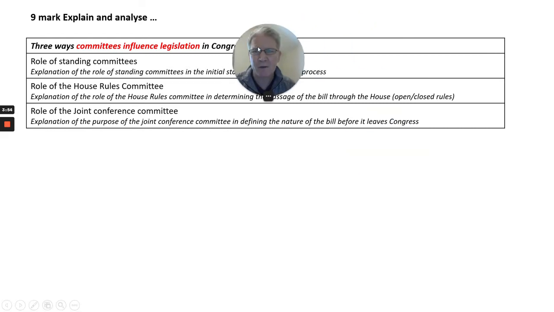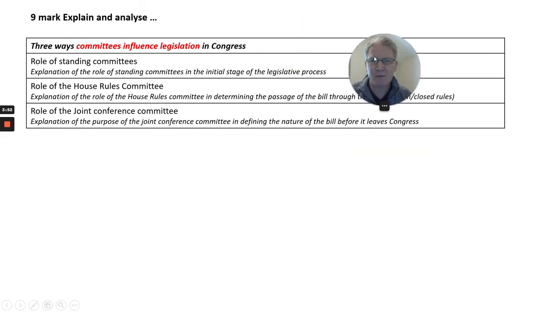So our 3 standing committees in terms of legislation. So we're talking about their initial importance in terms of legislation. What do they do? The hearings that they have, the decisions that they make. Make sure you can explain that. An example would be good. Perhaps think about Obamacare. Then we go into the role of the House Rules Committee.